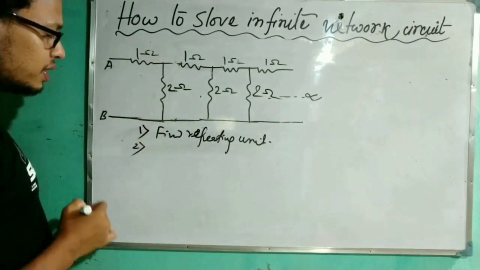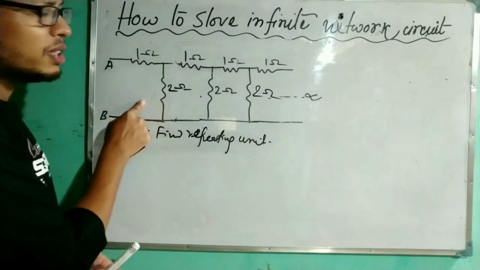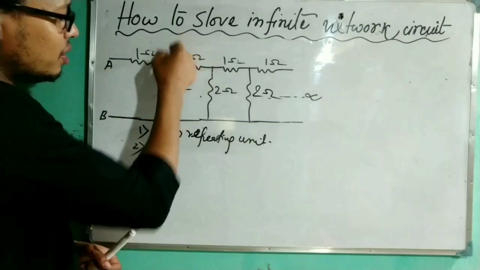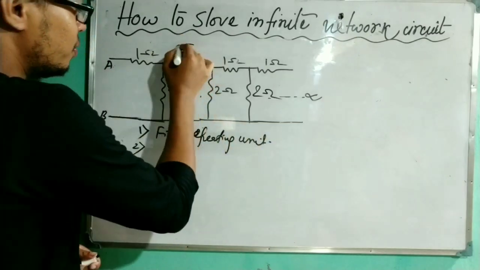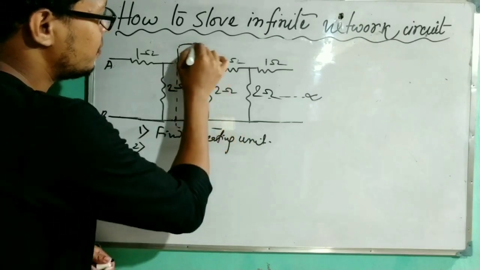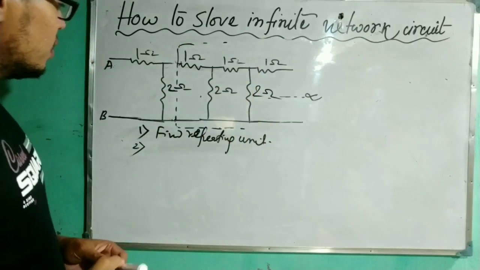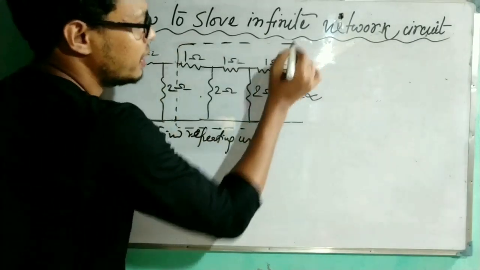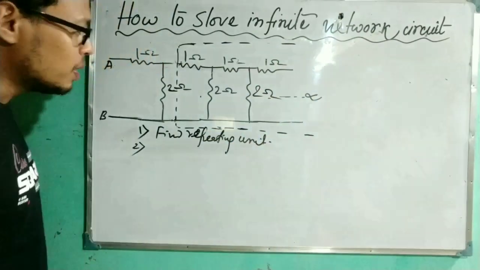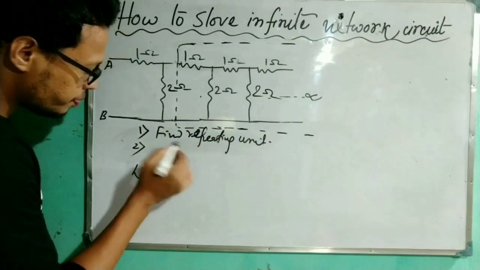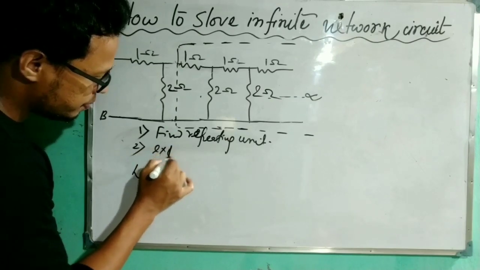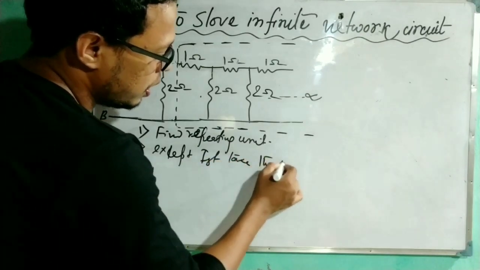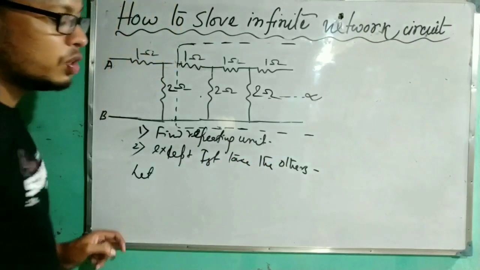Now after finding that, the second rule is to except the first unit. Except the first, meaning this 1 and 2, take the remaining part. This remaining part is also infinitely long. So except the first, take the others. These are the two rules.